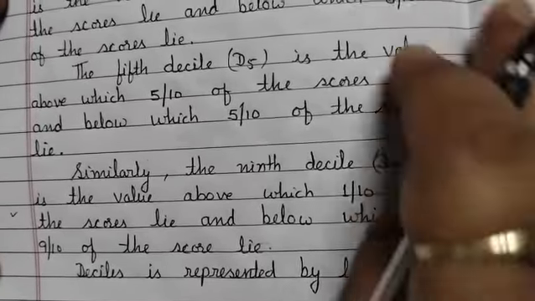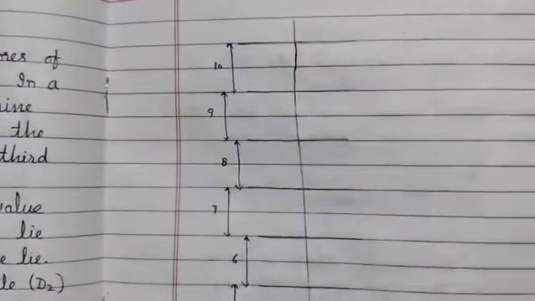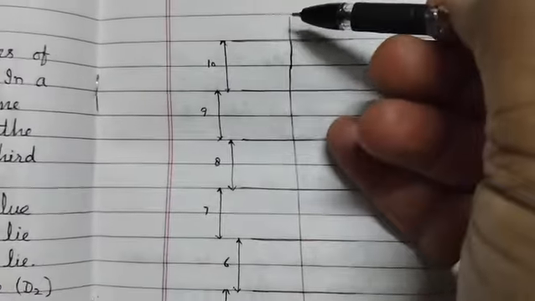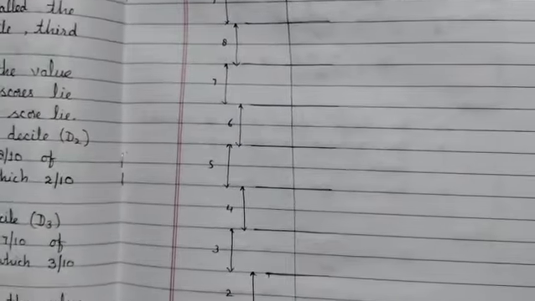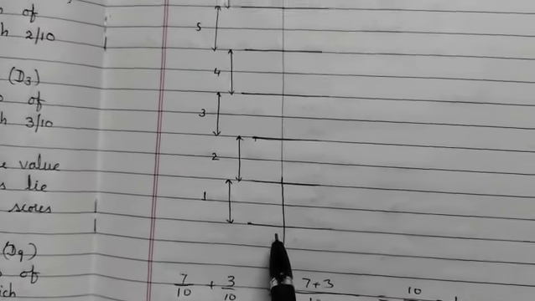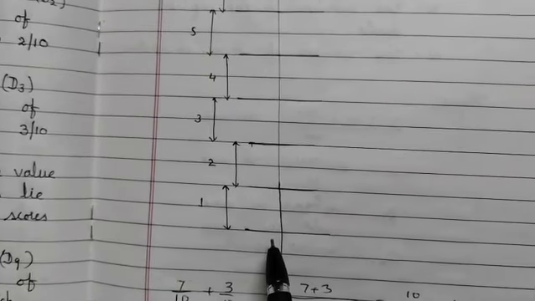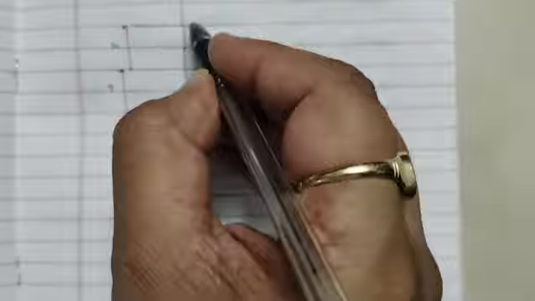Now on the next page I have represented how the decile scores can be figured. Suppose this vertical line shows the scores, and I have divided it into 10 equal parts, because deciles divide the scores of a group into 10 equal parts. So let it be 1, 2, 3, 4, 5, 6, 7, 8, 9, 10. From this point to this point, the scores are divided into 10 equal parts.